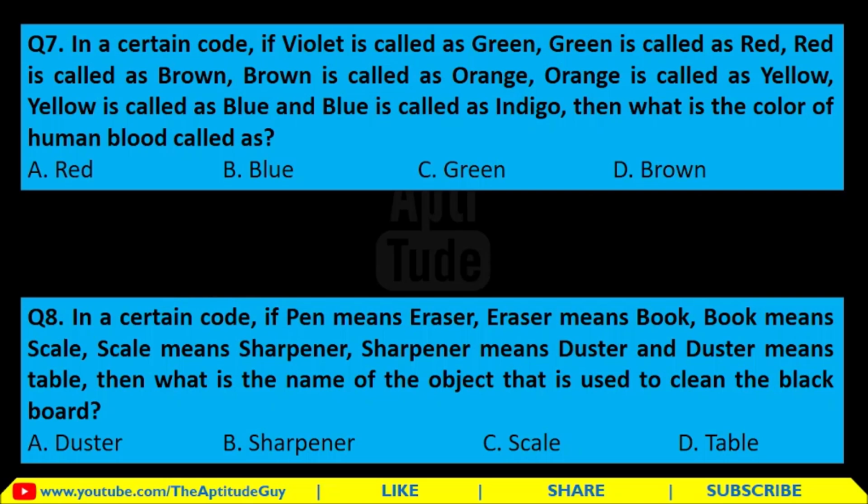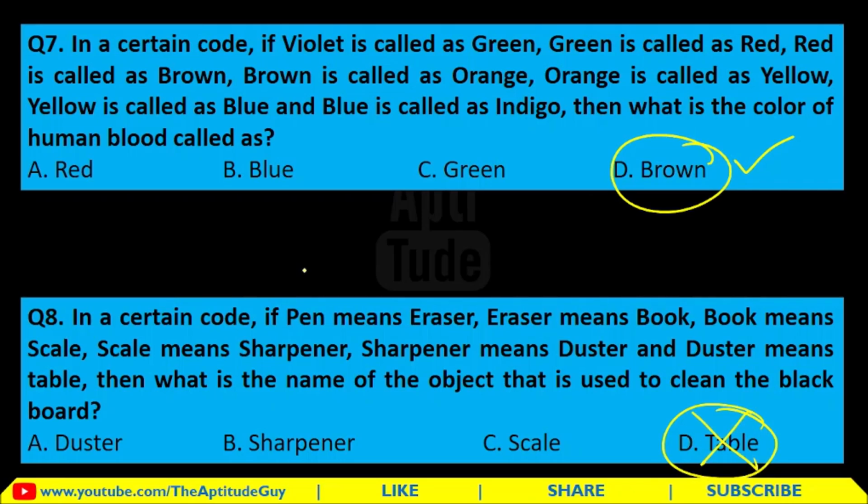Alright, now I am guessing that your answer for the 7th one was brown and for the 8th one was table. Many of you would have gotten these two answers. But here is the thing. If you got the 7th answer as brown, congratulations, this is absolutely correct. But if you got the 8th answer as table, that unfortunately is wrong.